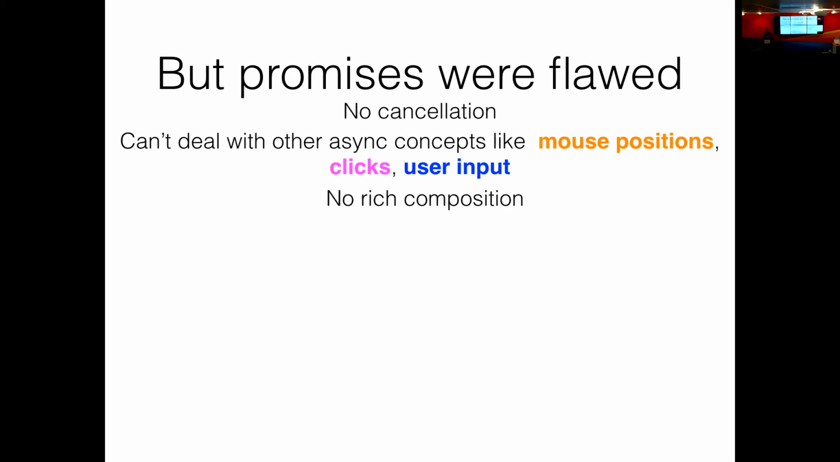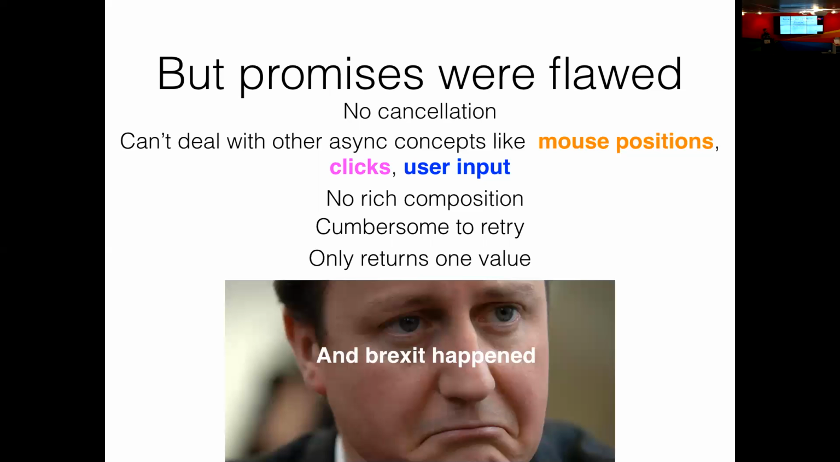We don't have any rich composition, and it's very hard to retry a promise. It's very ugly even when you try it in code. And it only returns one value. When you have that typical pattern of request response, that's it. That's all the values you're ever going to get. There are some data sources out there who are continuous, who keep on pumping data to you. For that reason, Rxjs is a better fit.